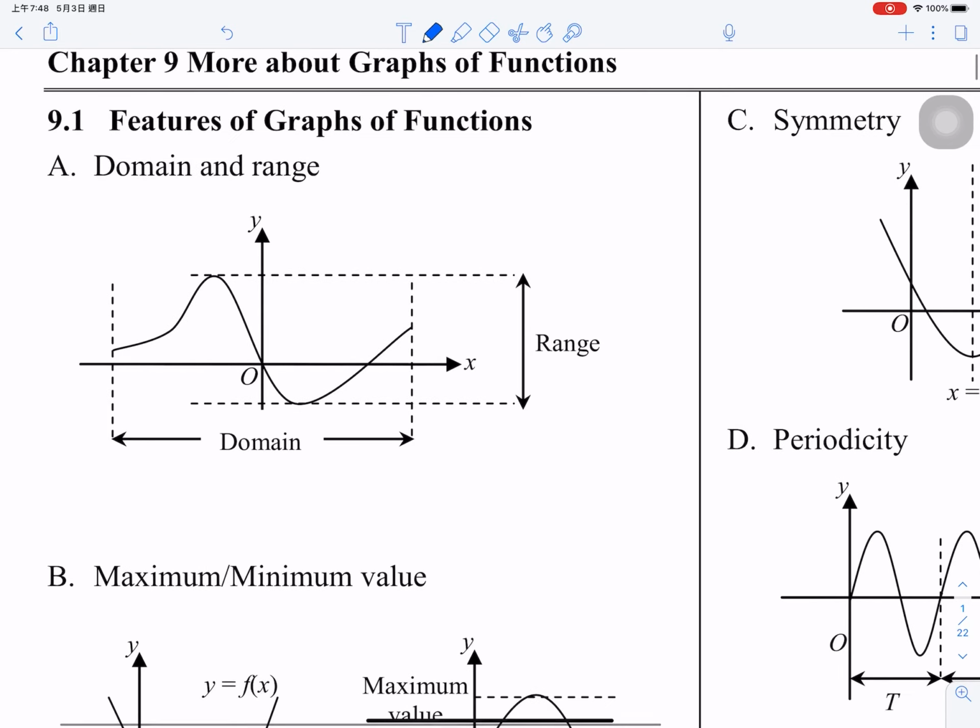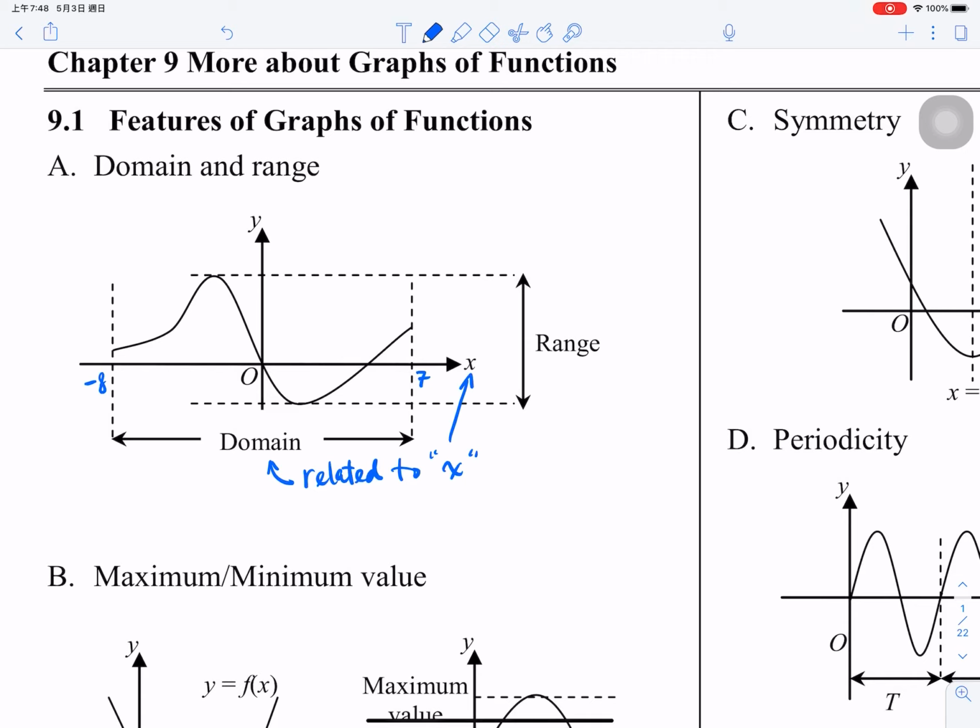Domain. This one actually related to x. Okay, that means have a look at x-axis. What is the range? Maybe here is -8. This one is 7. Okay, then the domain is in between -8 to 7.